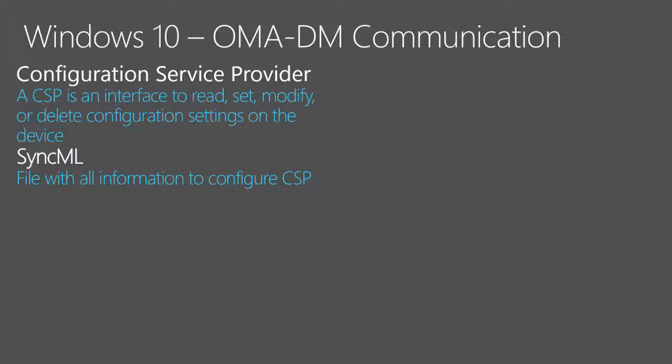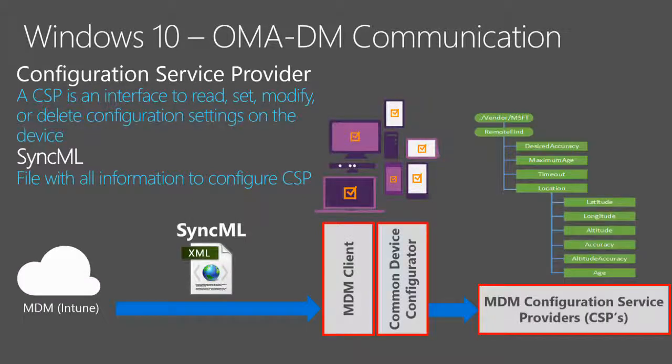So how does that look in a picture? On the left-hand side, we have the MDM. The MDM will send a SyncML file. That SyncML file contains all the information. I'll show you in a second how a SyncML file looks. Then the SyncML file is received by the MDM client. The common device configurator will do the interpretation and the translation. Well, this is for this CSP.